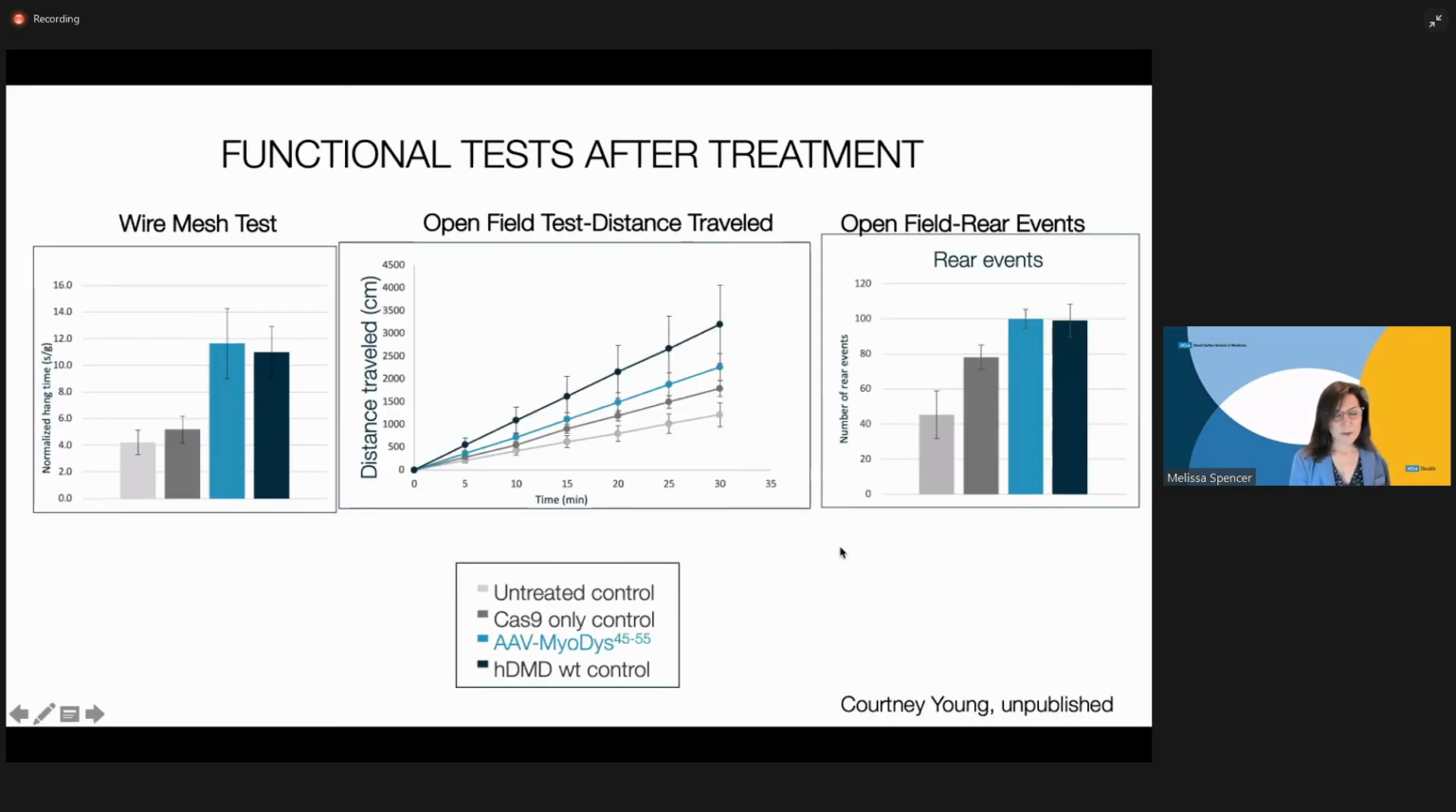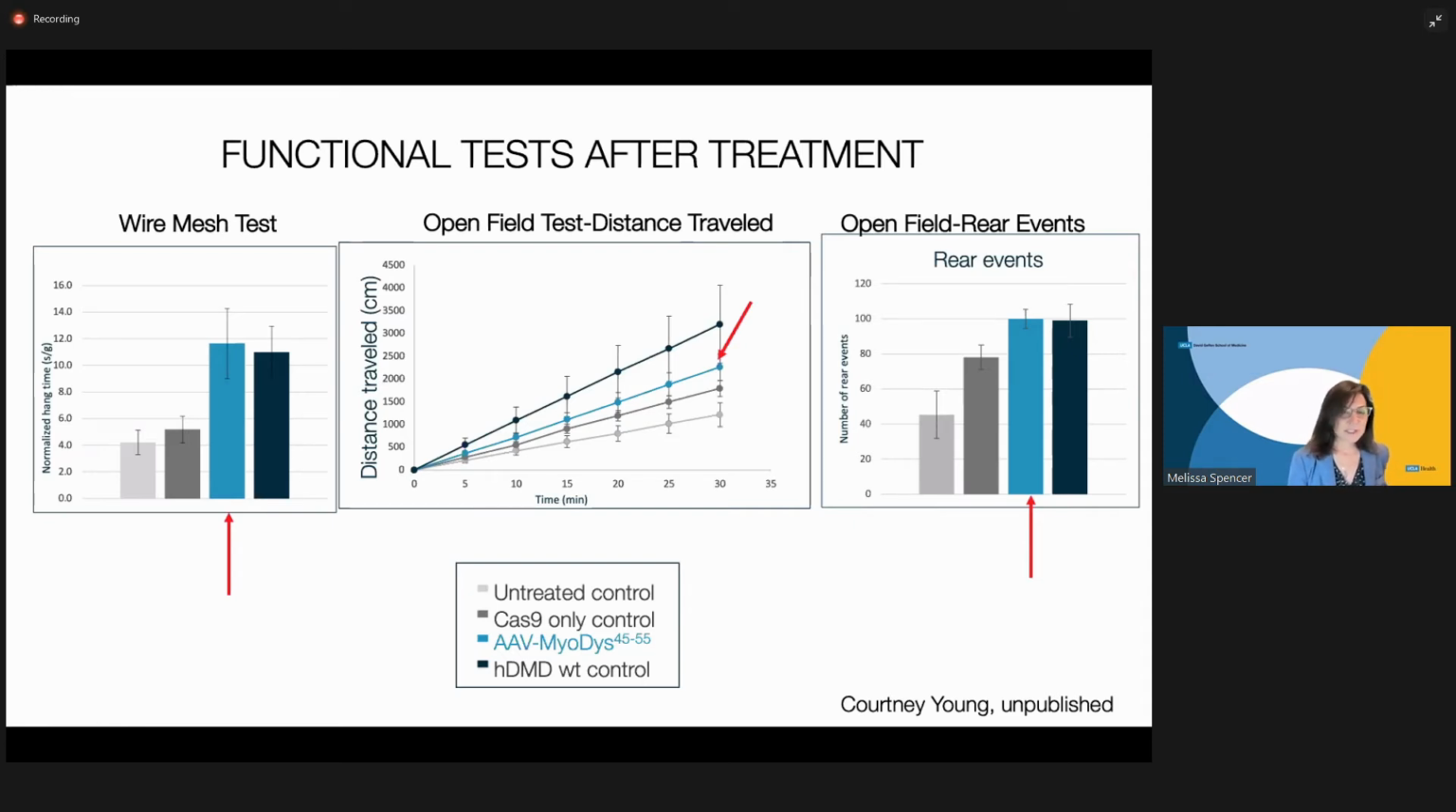But in spite of the low transduction of skeletal muscle, when we did functional testing, we actually saw improvement. So we developed a wire mesh test where the mice hang from a grid on a swivel, we just flip it over and we see how long they can hang. We used open field and looked at the distance traveled and also the rare events, and we've also been doing pulmonary function. And we do see benefit of even a small amount of dystrophin.